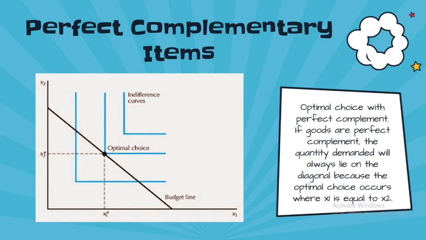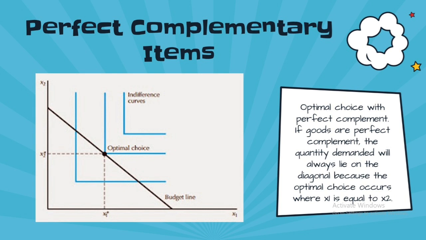Optimal choice with perfect complements. If goods are perfect complements, the quantity demanded will always lie on the diagonal because the optimal choice occurs where x1 is equal to x2. Under conditions of perfect complementarity, the optimal choice must always lie on the diagonal, where the consumer is buying the same quantity of both goods, no matter what the price is.